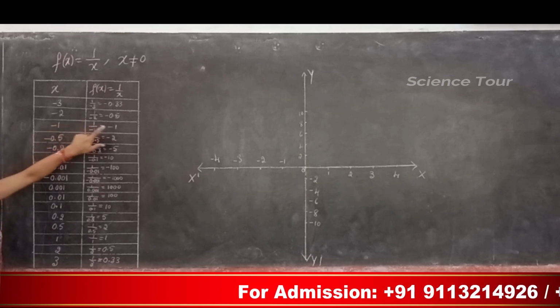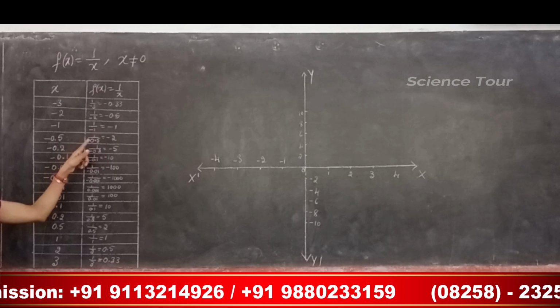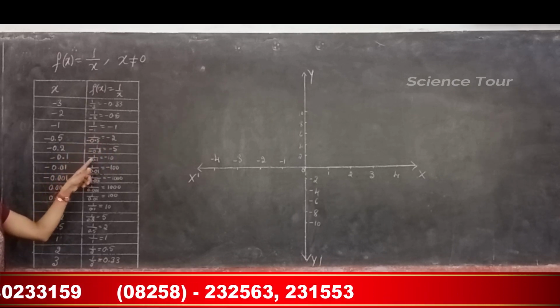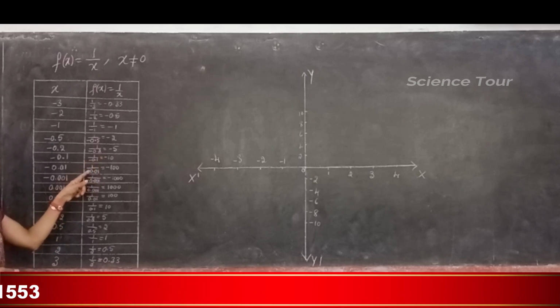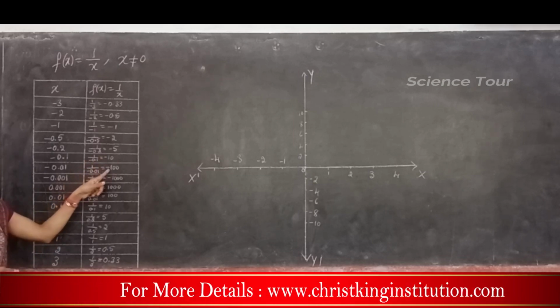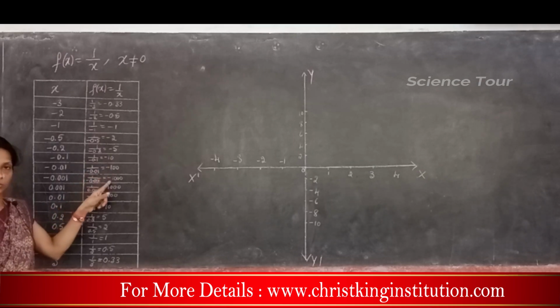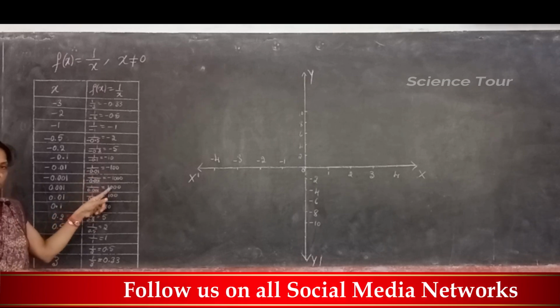1 by minus 1 is minus 1, 1 by minus 0.5 gives you minus 2, 1 by minus 0.2 gives you minus 5, 1 by minus 0.1 gives you minus 10, 1 by minus 0.01 gives you minus 100, 1 by minus 0.001 gives you minus 1000, and 1 by 0.001 gives you 1000.